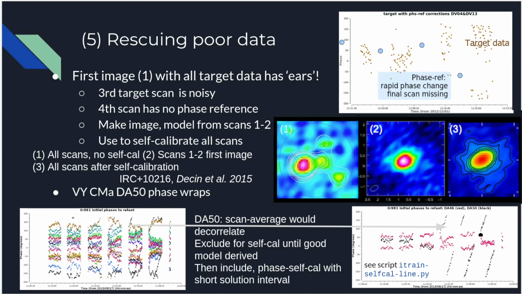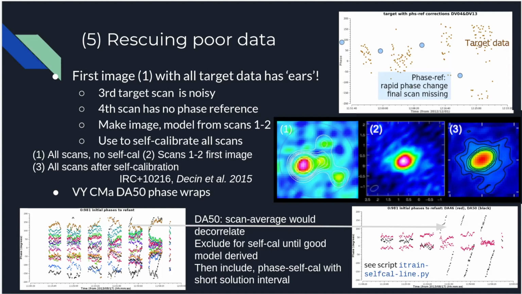And as long as you use a short enough solution interval that you're sampling that slope, you can see that the phase is not noisy, there's just something strange happened. So as long as you're sampling the slope properly, you can correct for that slope and restore the data from that antenna to include in future rounds of calibration.